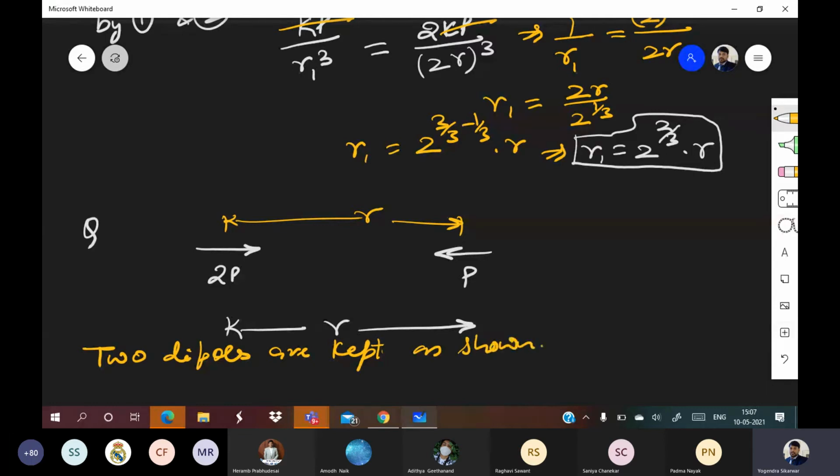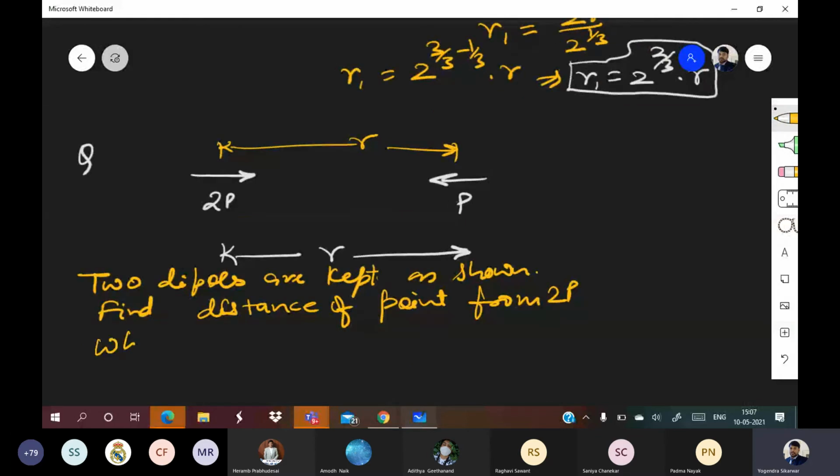Find the distance of the point from 2p where electric field is 0. Okay, please find.